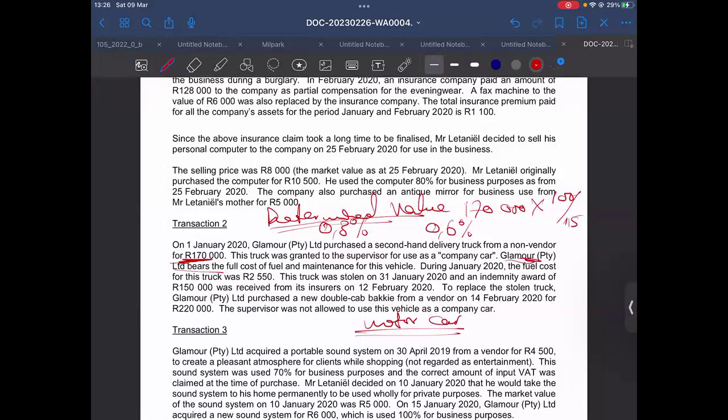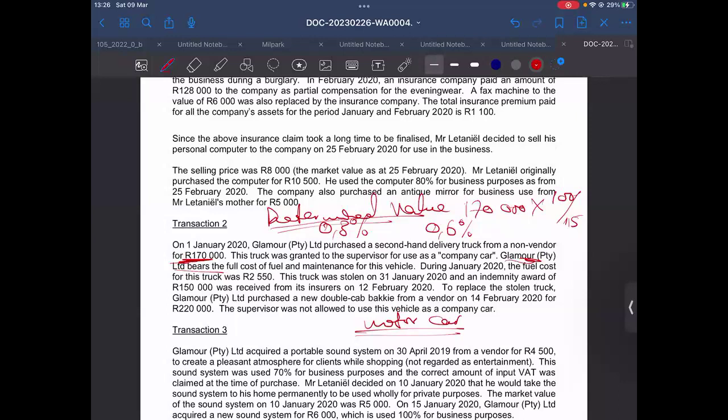So we are not going to deduct 85. You only deduct 85 provided the maintenance cost is paid by the employee. In this case, the maintenance cost is not paid by the employee. Then after that, you have your value of fringe benefit.